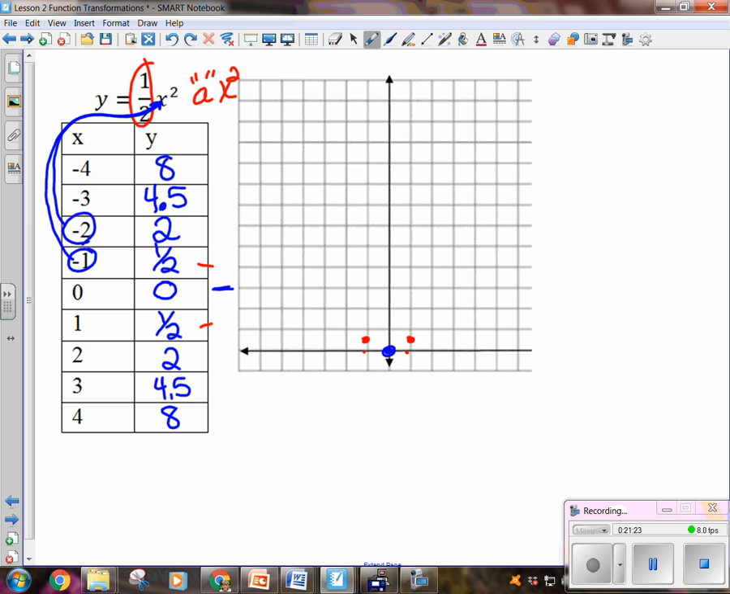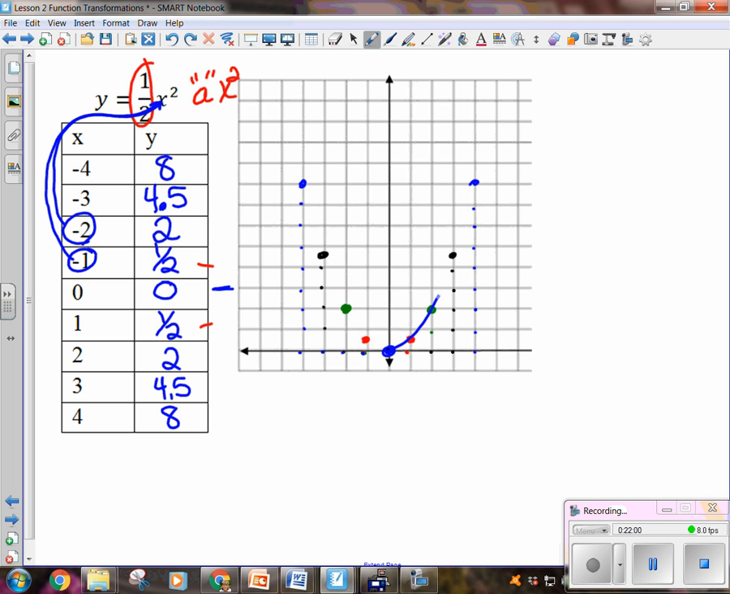Then I'm going to come over 2. 1, 2, but I only go up 2. Over 2, up 2. And then if I go again, I'm going to come over 3. 1, 2, 3, and up 1, 2, 3, 4.5. Come backwards, 1, 2, 3, up 1, 2, 3, 4.5. And then the last one is over 4 and up 1, 2, 3, 4, 5, 6, 7, 8. And backwards from the center, 1, 2, 3, 4, up 8.